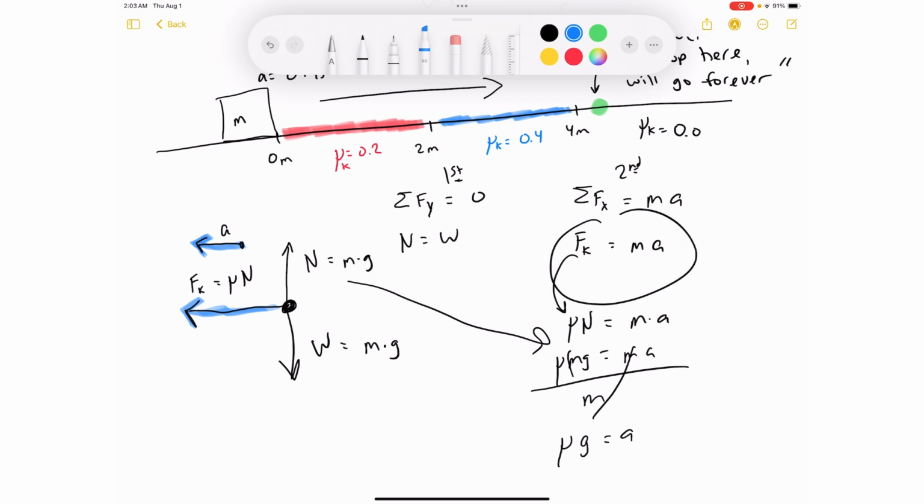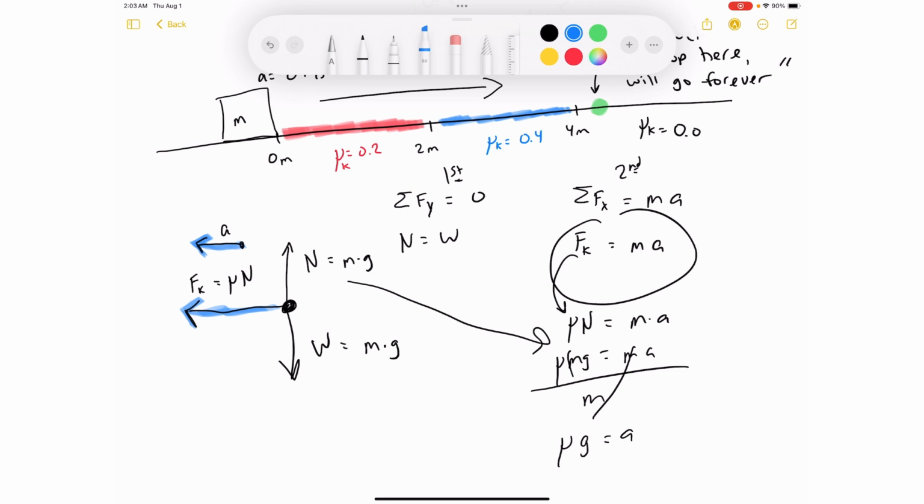So the acceleration is negative. Because the force is negative, therefore the acceleration is also negative, okay? So it's a negative acceleration. Okay, cool. Now that we know that, what I'd like to do is, so now we know the acceleration.